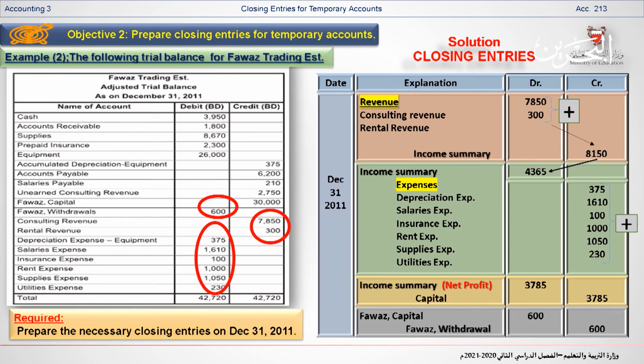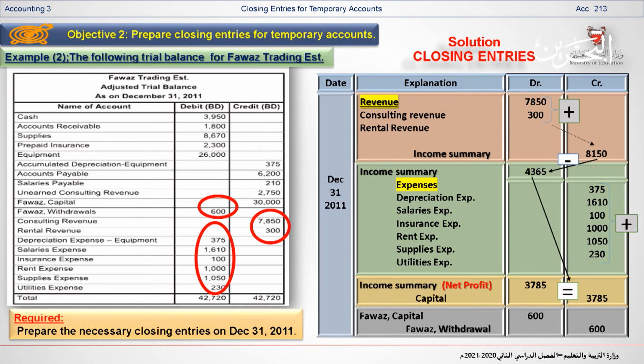The third step is to transfer the income summary balance to the capital account. Prepare a journal entry that clears out the income summary account. This entry transfers the net income of the business to the owner's capital account for 3,785 BD by deducting 4,365 BD from 8,150 BD. Debit income summary by 3,785 BD to credit capital account for 3,785 BD.